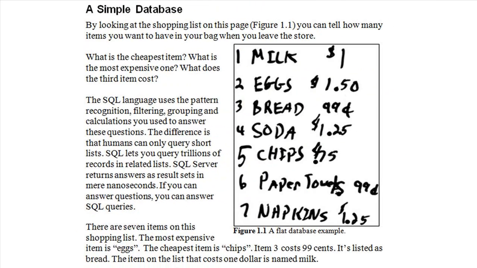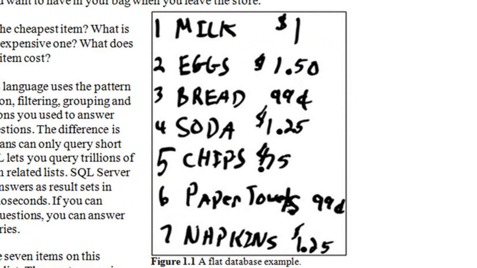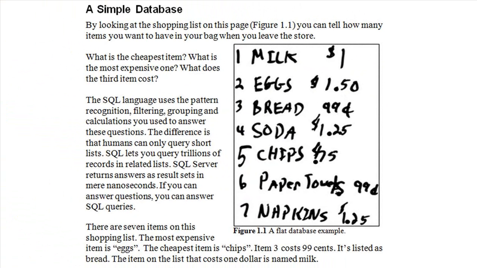This picture from a page in the book shows a quick example of a very simple database in the form of a shopping list. By looking at this figure, you can tell exactly how many items you'd better have in your bag when you leave the store. But let's leave the database terminology, or geek speak, up to the next section.